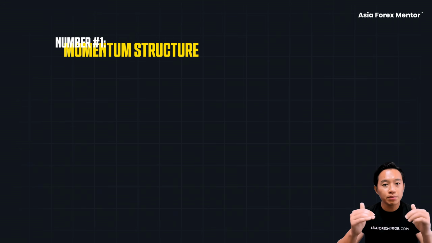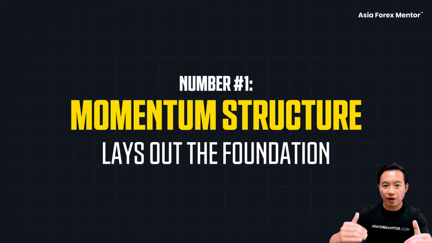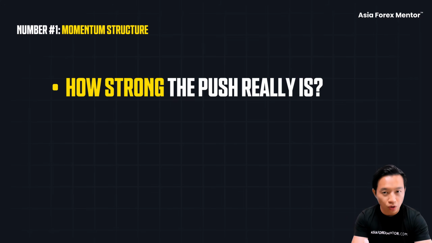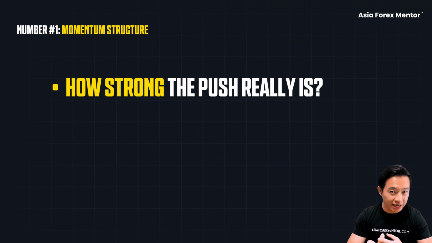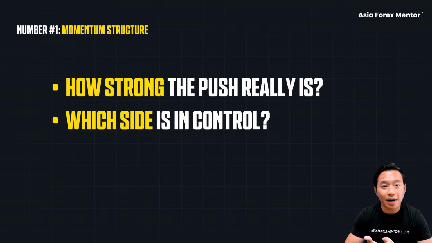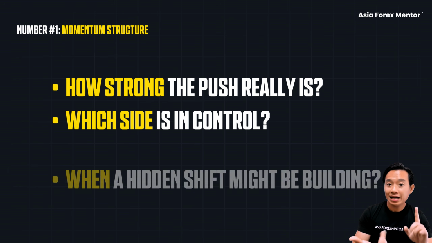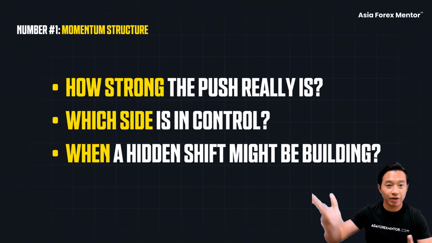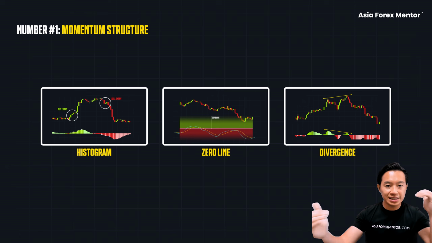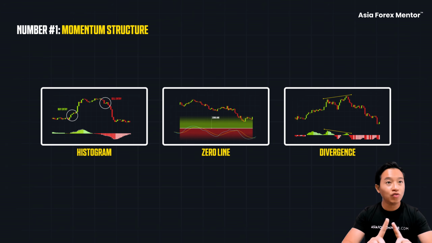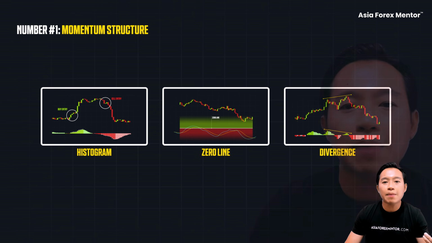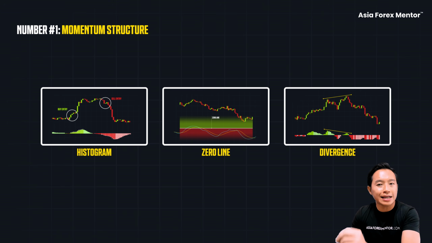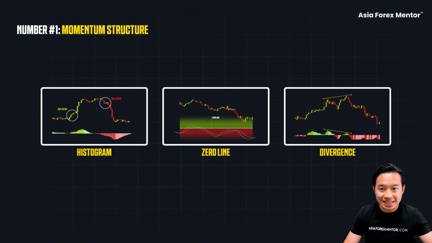So momentum structure lays out the foundation by showing you three things. How strong that push really is. Which side is in control, the buyers or the sellers? And when a hidden shift might actually be building and changing direction. Once you start reading all these signs together, you're no longer reacting to price. You are now anticipating the next move before most traders even see it.